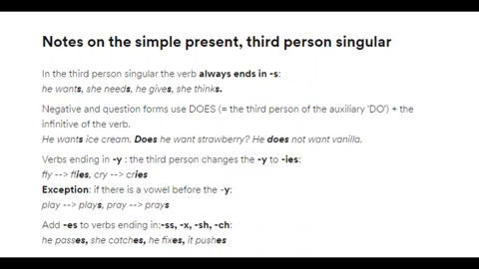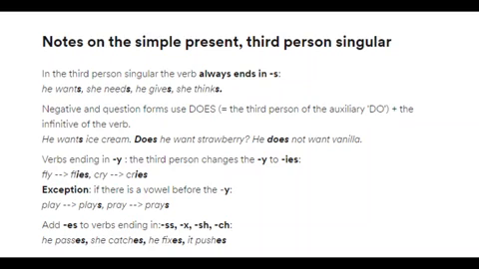Verbs ending in Y. Point to be noted, verbs ending in Y in the third person change the Y to IES. For example, fly, ending in Y, in third person singular it will become flies. Cry, ending in Y, it will become cries. If there is a vowel before the Y, play, plays, pray, prays, Y does not become IES. Okay, it is an exception, it does not follow the grammar rule.